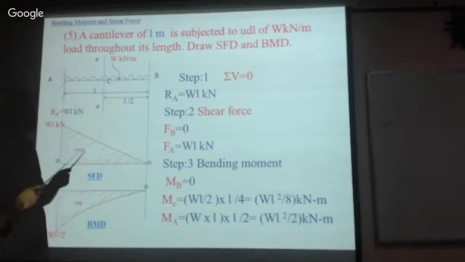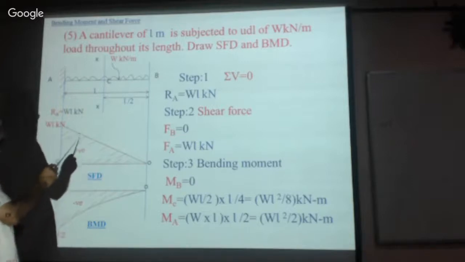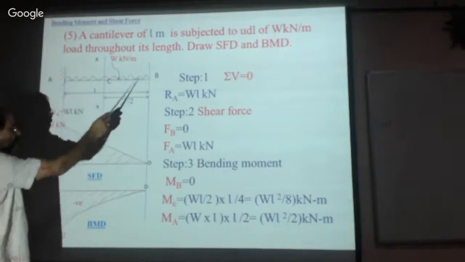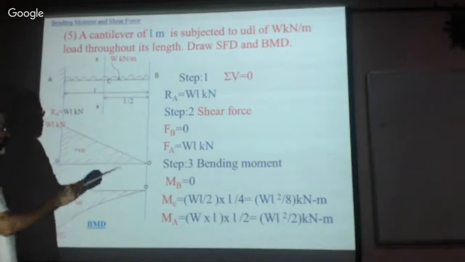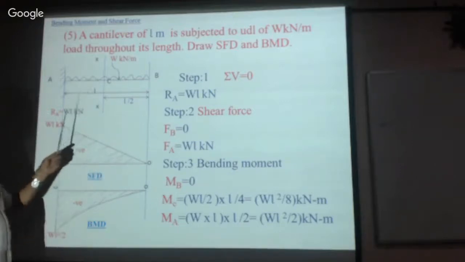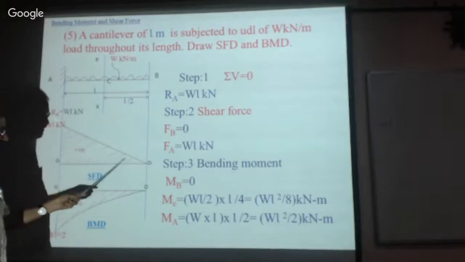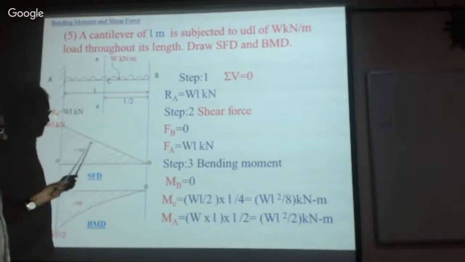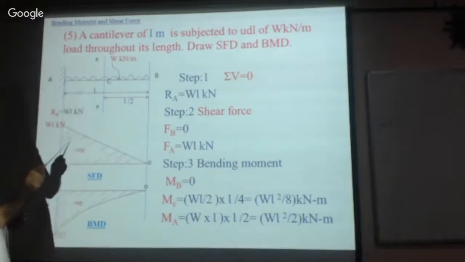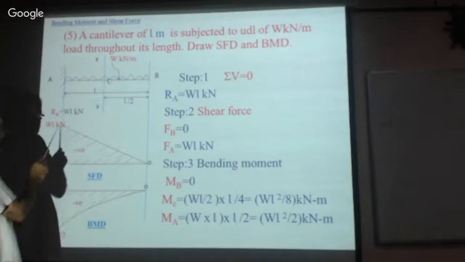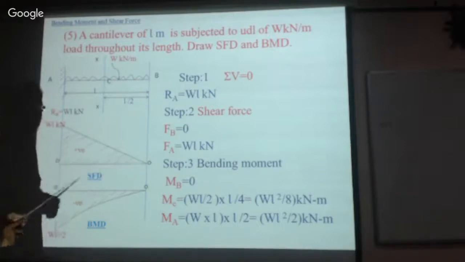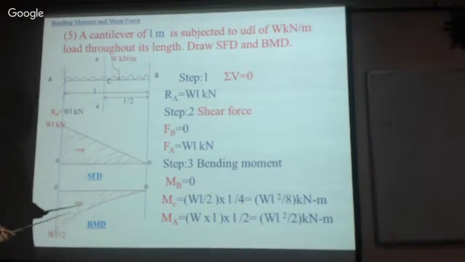Now from this, it is easy. We can measure the variation of shear force at any point on the beam, isn't it? So this is a uniform beam. Now in the UDL, it is linearly varying. The shape of the shear force diagram below the UDL is linearly varying, isn't it?